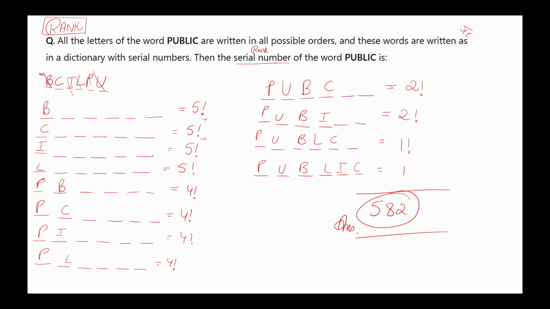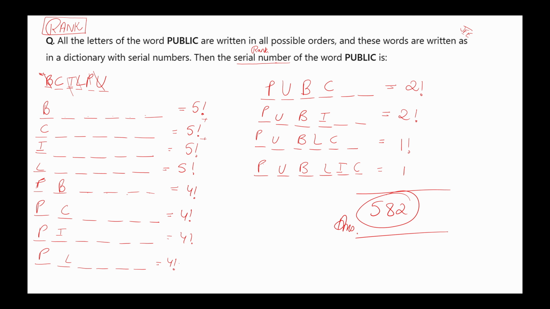I hope you must have understood this. Let me repeat it once again. You received the word public. You have to find out the rank of it. What you do first is arrange the letters of the word public in ascending, alphabetical order. You would have B first, C, I, L, P, U.